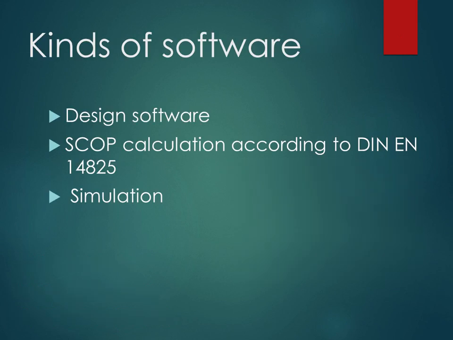The most commonly used software types in the industry include: first, design software for basic heat pump selection; second, SCOP calculators based on standardized procedures such as DIN-EN 14825, which are primarily used for comparing different devices; and third, advanced simulation software.